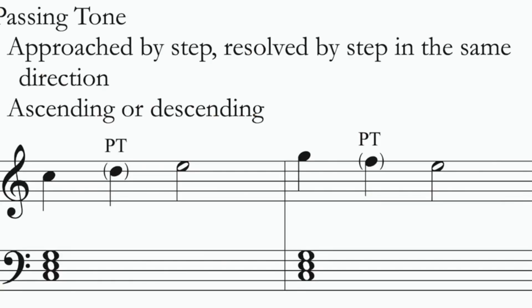For the first non-chord tone, we have the passing note. Passing notes are non-chord notes which are approached and left by step in the same direction. They can be either accented or unaccented, usually unaccented. Unaccented passing notes are the most common type of melodic decoration in all styles of music.